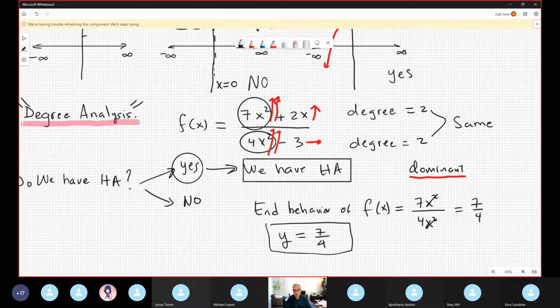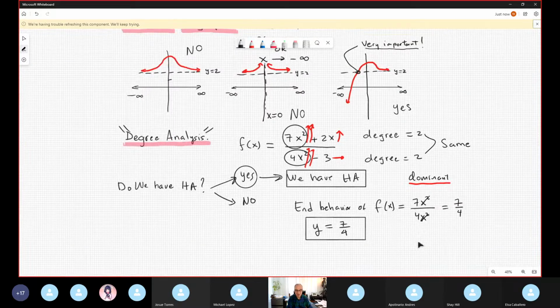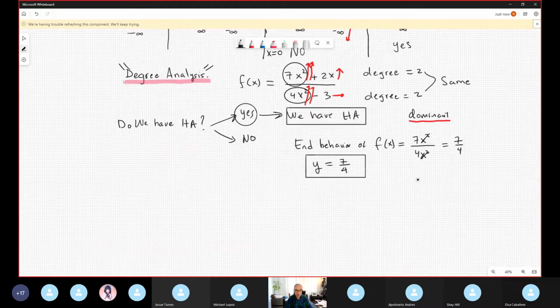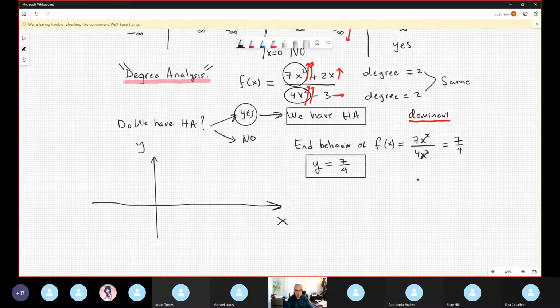So my graph, I don't know exactly now, I don't have all the information, but something like that. This is x, this is y, this is 7 over 4, which is 1 point something. I don't care, it's not important now. 7 over 4 is the horizontal, and our curve, maybe, I'm not sure, looks like that.